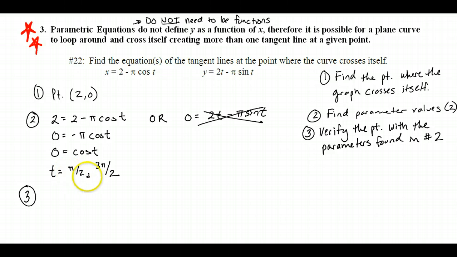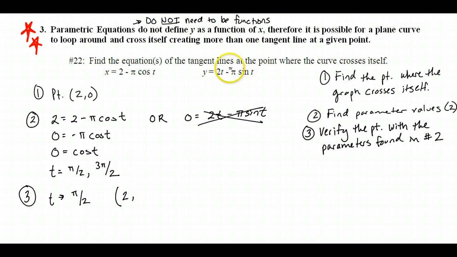Well, if t is equal to pi over 2 and 3 pi over 2, does that guarantee our point to be 2, 0? So I usually, okay, if t is equal to pi over 2, if I plug it into my x equation, I'm going to start on this side. Cosine of pi over 2 is 0. So times pi is 0. 2 minus 0 will give us 2.